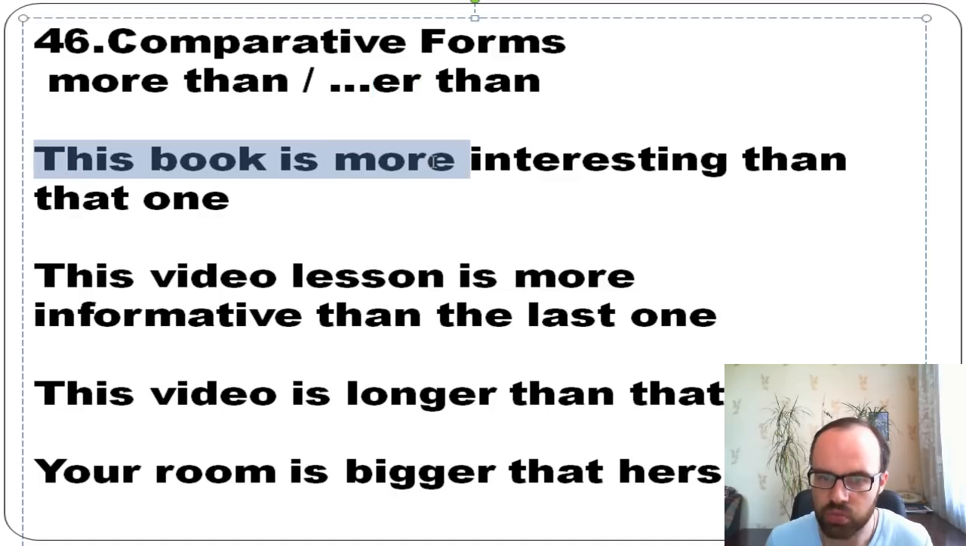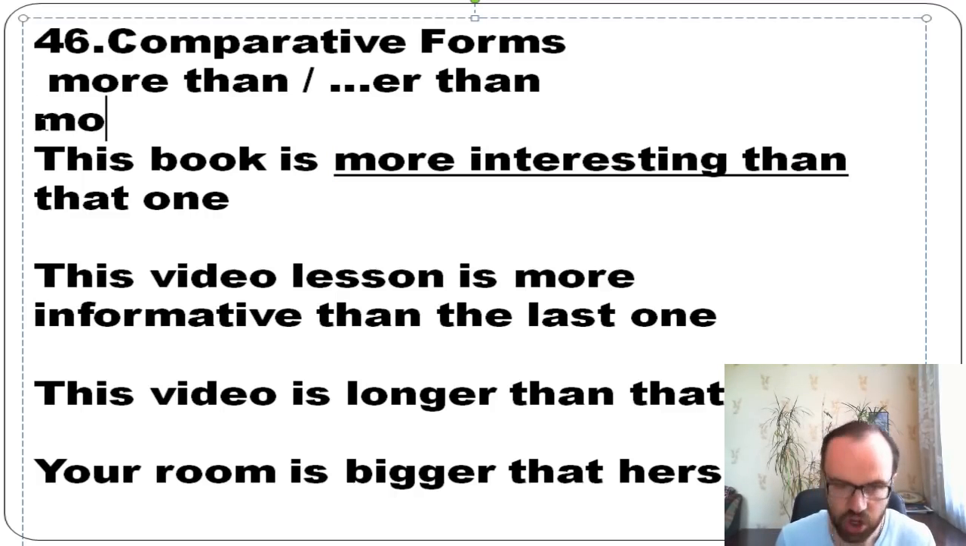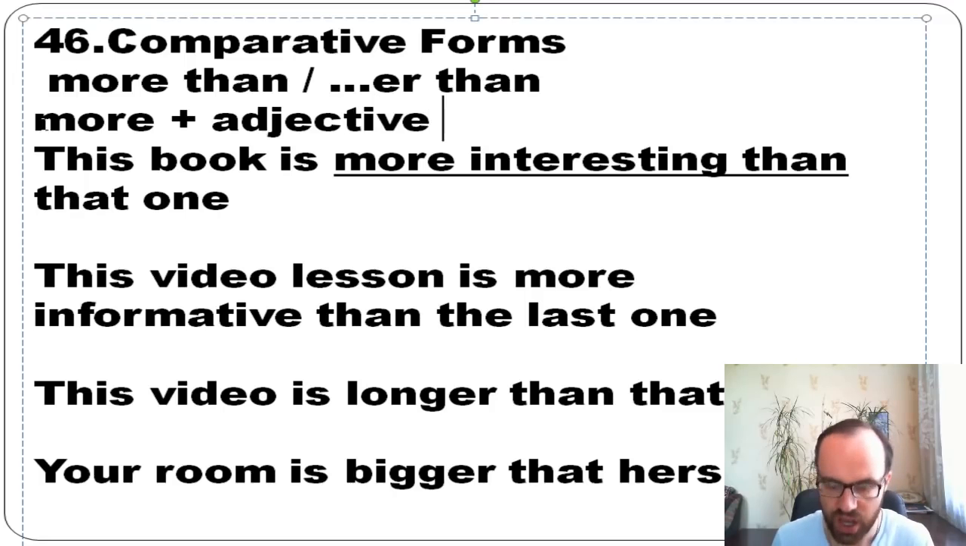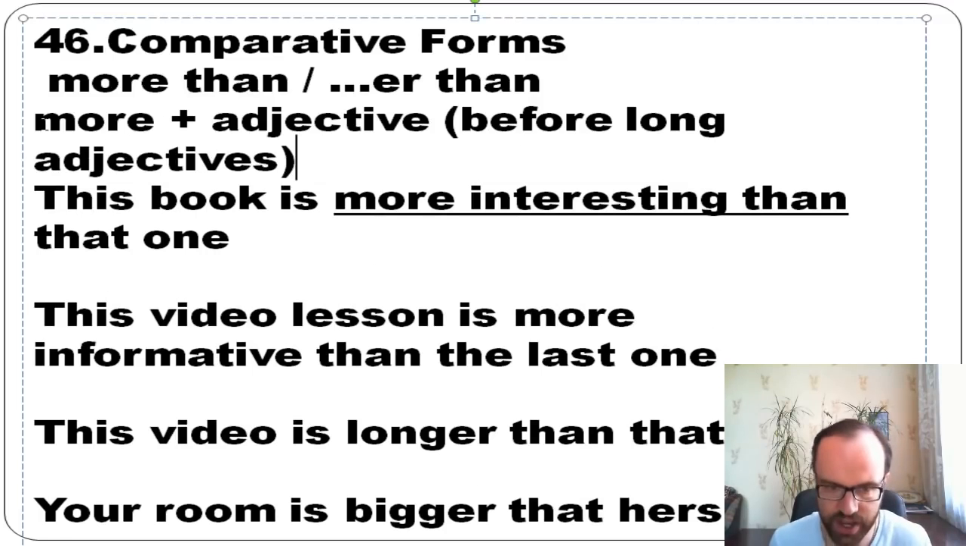Look, this book is more interesting than that one. Please remember this structure: more plus adjective. And we often use more before long adjectives.